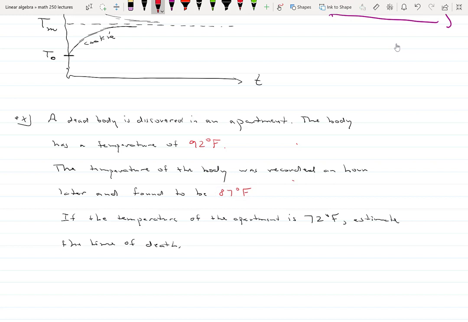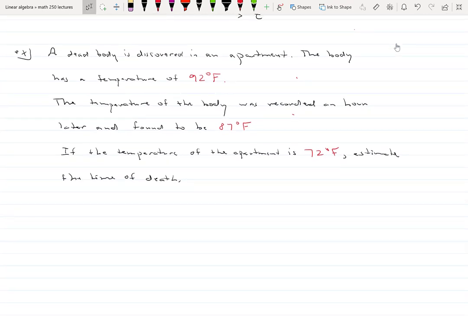It should decrease. If the temperature of the apartment is held at a nice constant temperature of 72 degrees Fahrenheit, estimate the time of death. Okay, so let's analyze the data that are given. The initial temperature, T sub zero, of the body is 92 degrees. One hour later, so T of one, the temperature of the body decreased to 87 degrees. And we're asked to find, let's say, time sub death. Find the time of death.